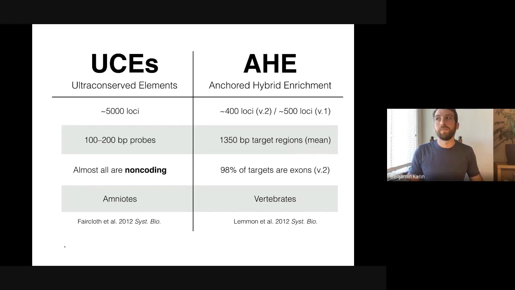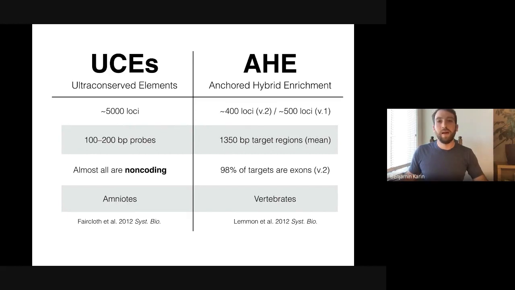So UCEs and anchored hybrid enrichment. You just heard about UCEs in the last talk. I think there are some more ultra-conserved elements talks coming up. Both of these have been very successful at solving some nodes, but there are still many cases in which, when they're used, they can't fully resolve a species tree, or there are certain nodes that are still ambiguous. So even though these have been pretty good, we wanted the best loci possible, which is why we developed Relic.